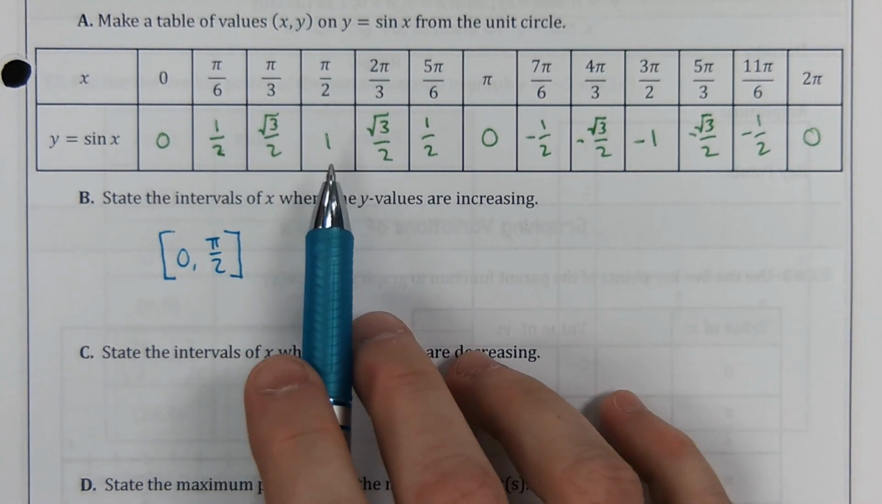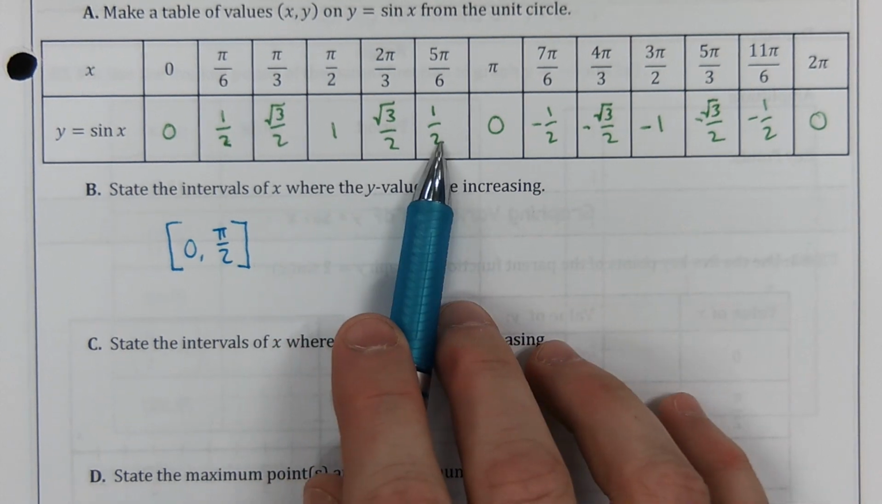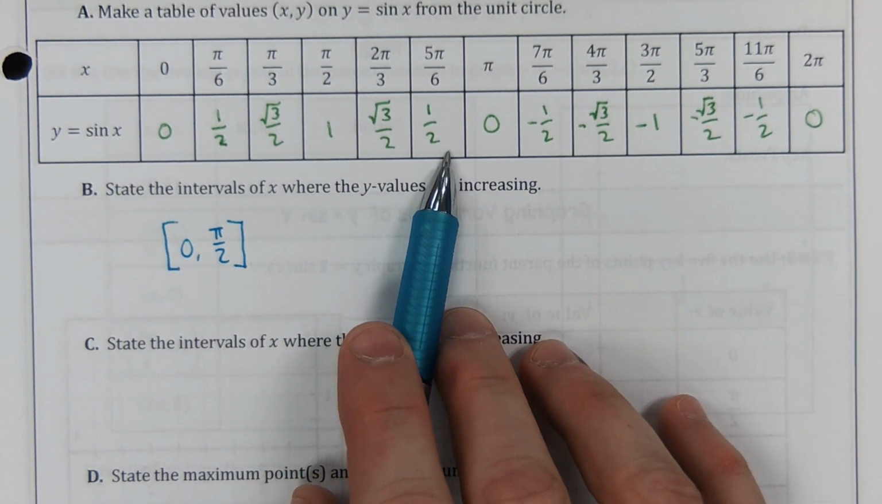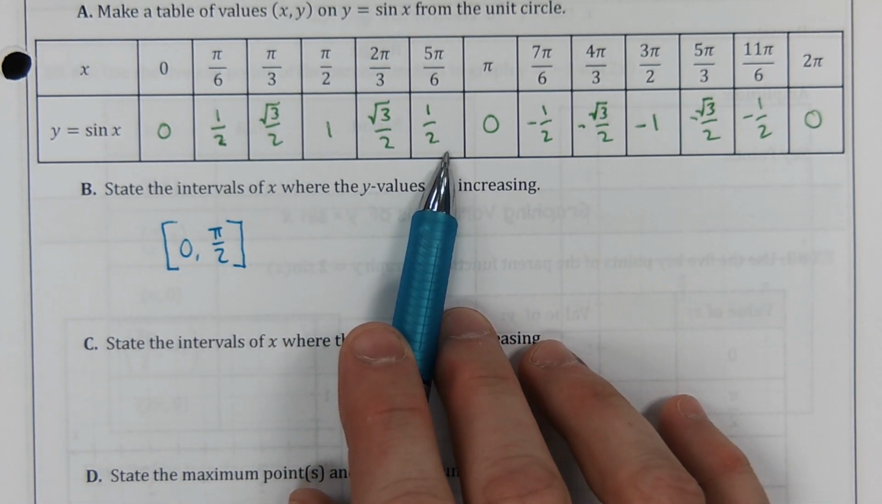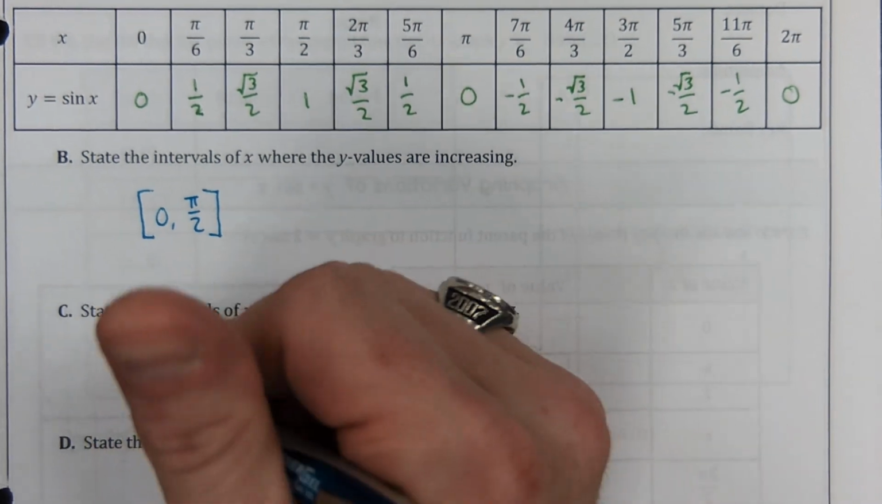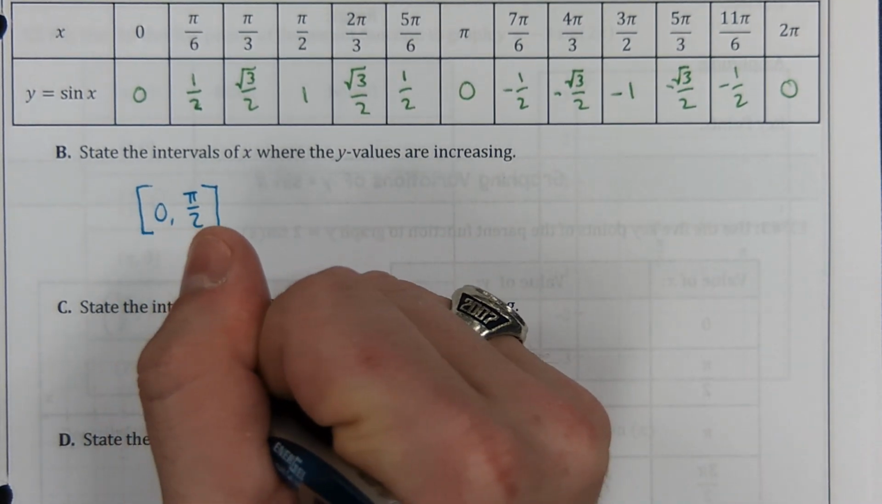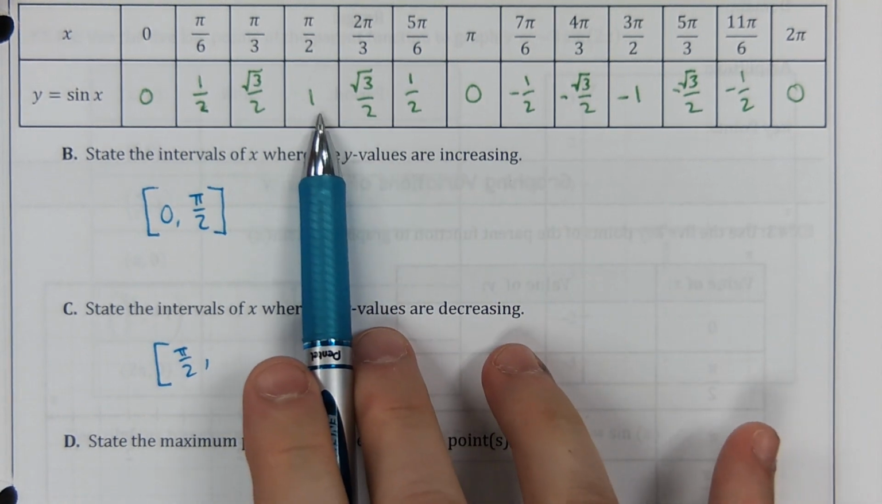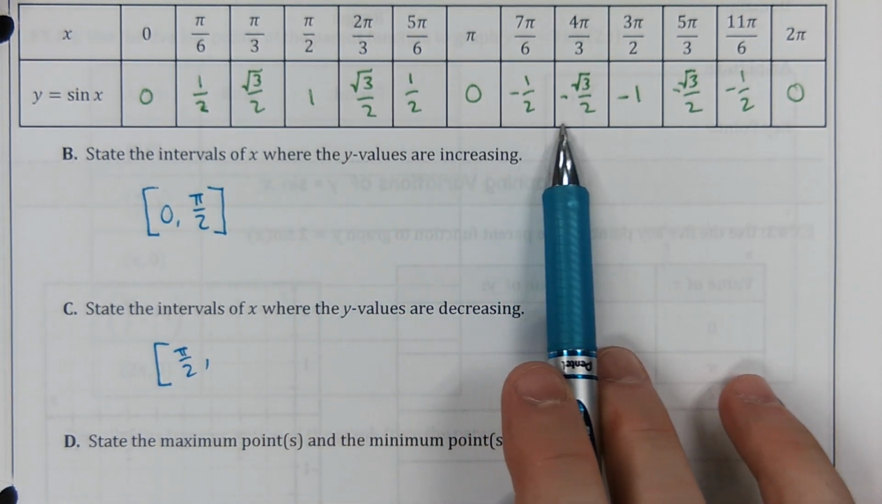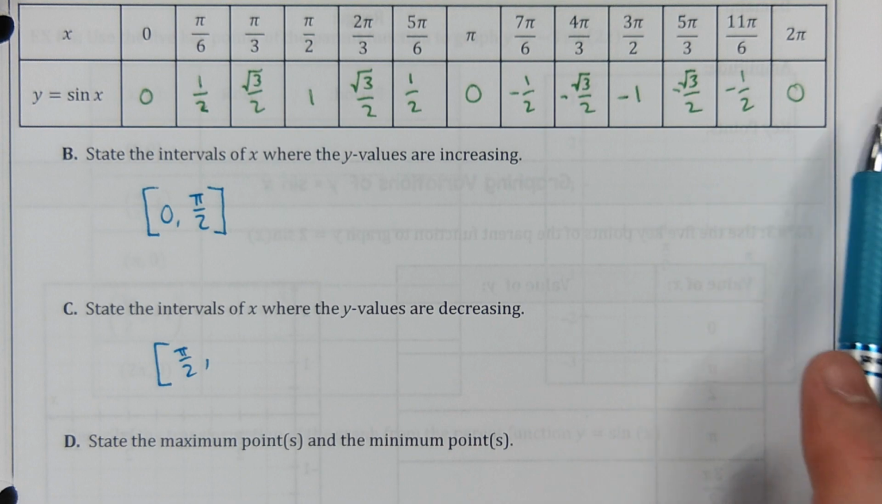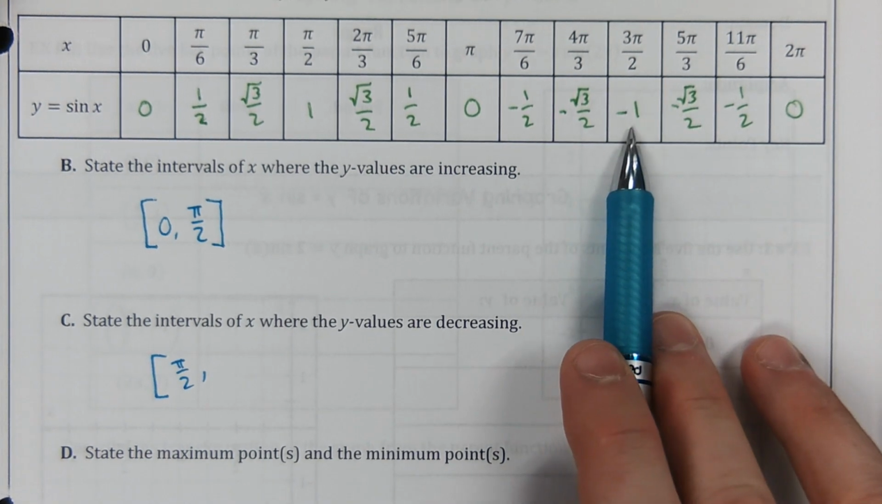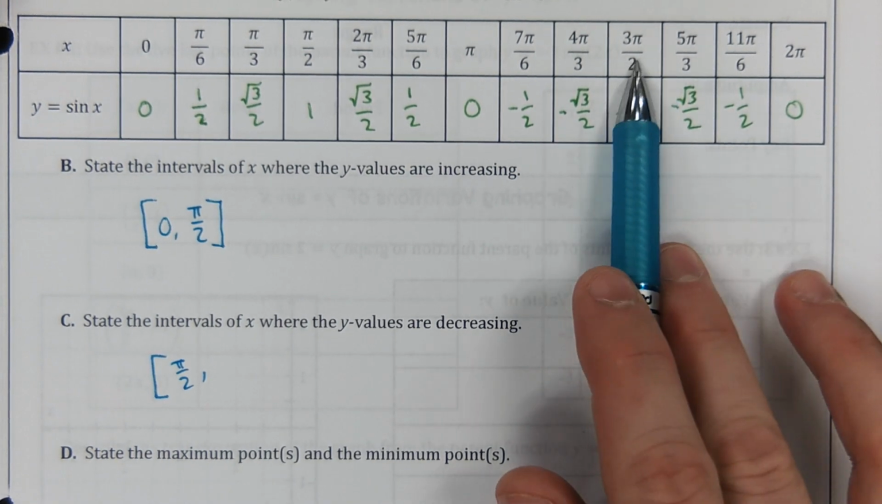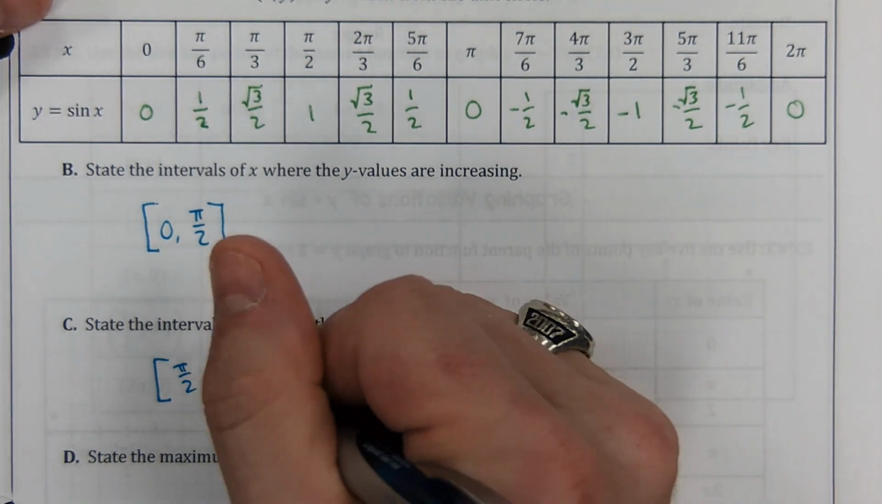But starting at pi over 2, my outputs begin to decrease. So now I'm decreasing. I know I'm going to begin decreasing at pi over 2. But looking at your outputs, when do they stop decreasing? This y value is the last one. So that's going to happen at 3 pi over 2.